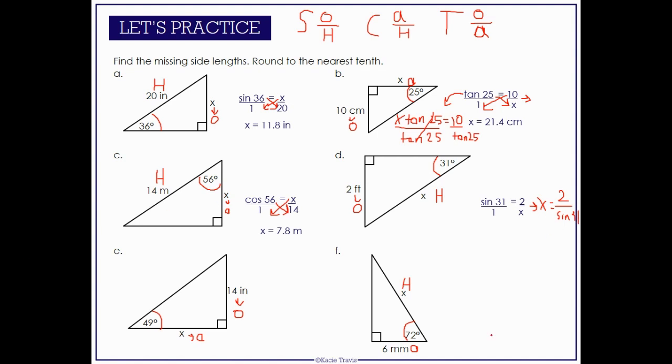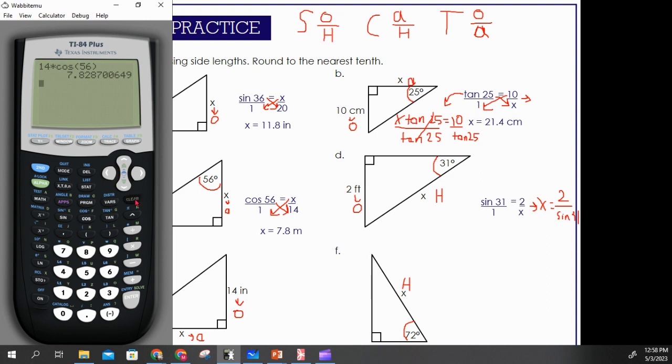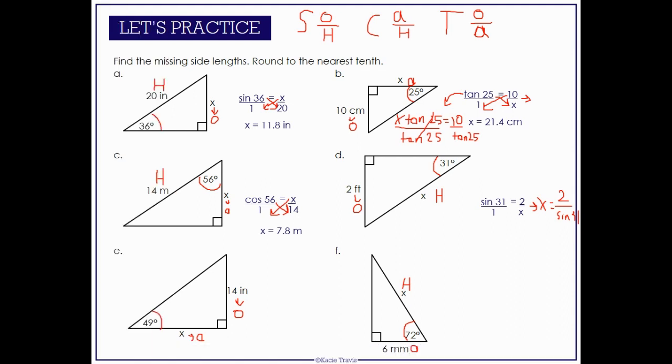So let's get that mathed out. All right, clearing it out. We got 2 divided by the sine of 31. Closing it up. Hit enter. That's our decimal. We round that up to the tenths place. This is going to be 3.9.